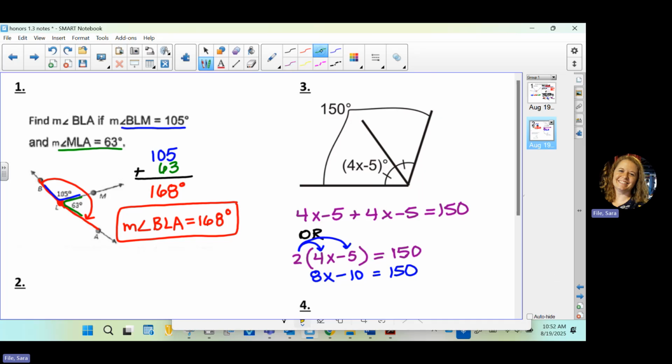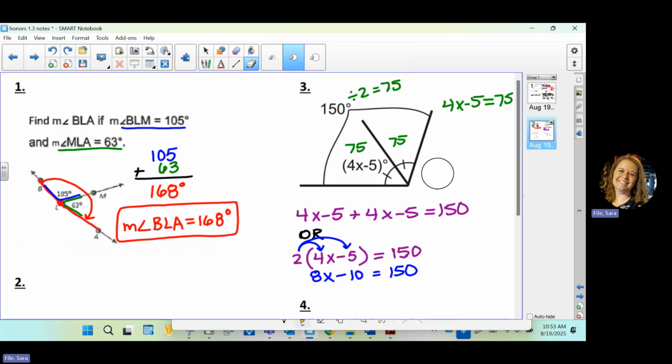So the other option, I think I heard somebody say it. They said, if I know that these are equal, these are bisected, and I know the total's 150, you could have started out by simply dividing 150 by 2 and labeling this as 75 and 75. And so maybe you started out by simply setting 4x minus 5 equal to 75. That is also correct. It doesn't matter which one of these I solve, I should get the same answer. So I'm just going to solve this one up here.